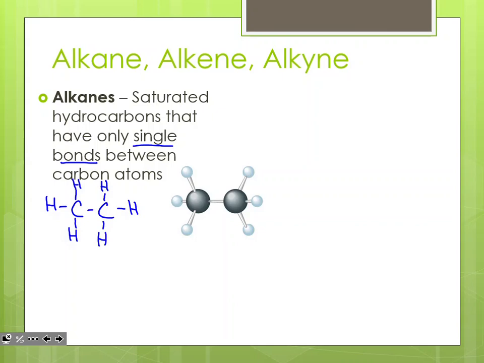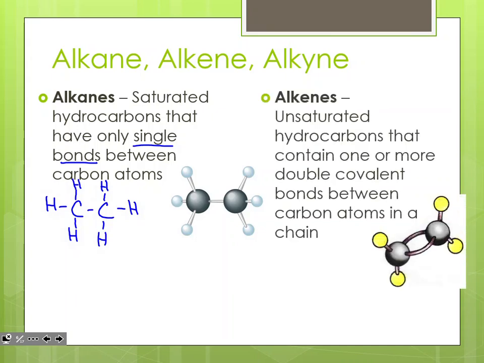Ethane basically is two tetrahedrals put together, and there's all single bonds. All the hydrogens are single bonded, the carbons are single bonded, it has the maximum number of hydrogens it can possibly have. An alkene, though, is considered unsaturated, and this is why, because it contains one or more double bonds. So this is where you need to highlight the double covalent bond.